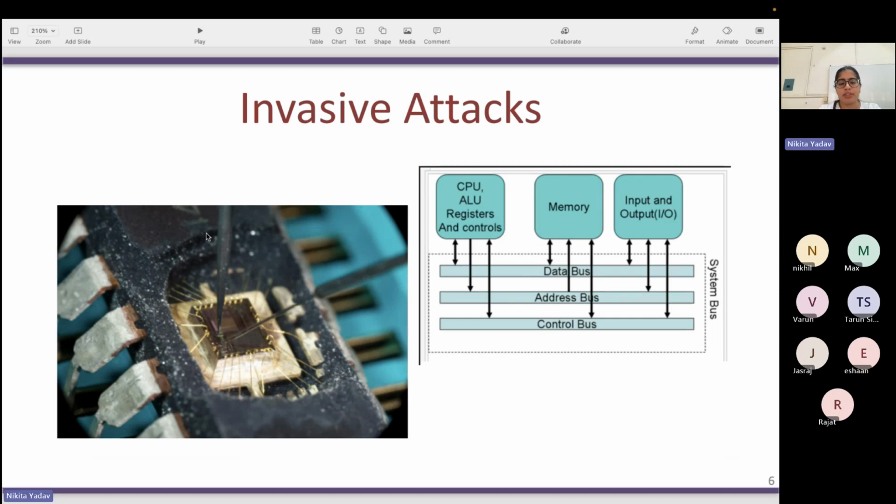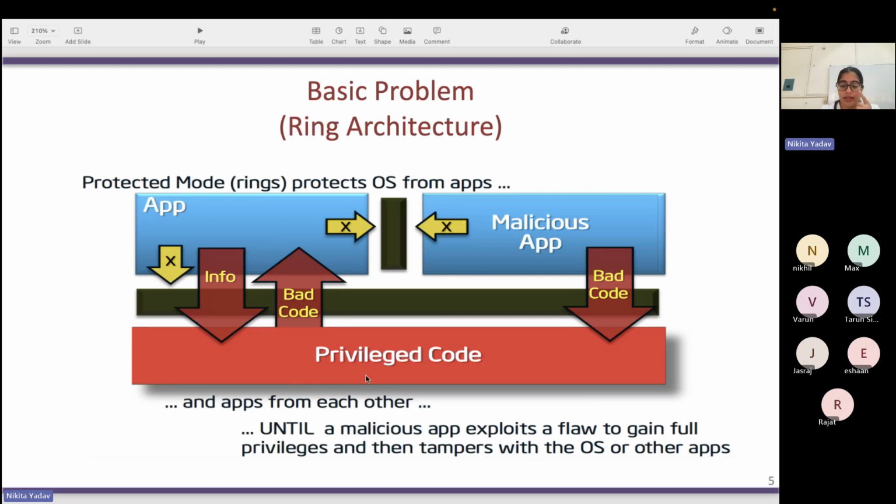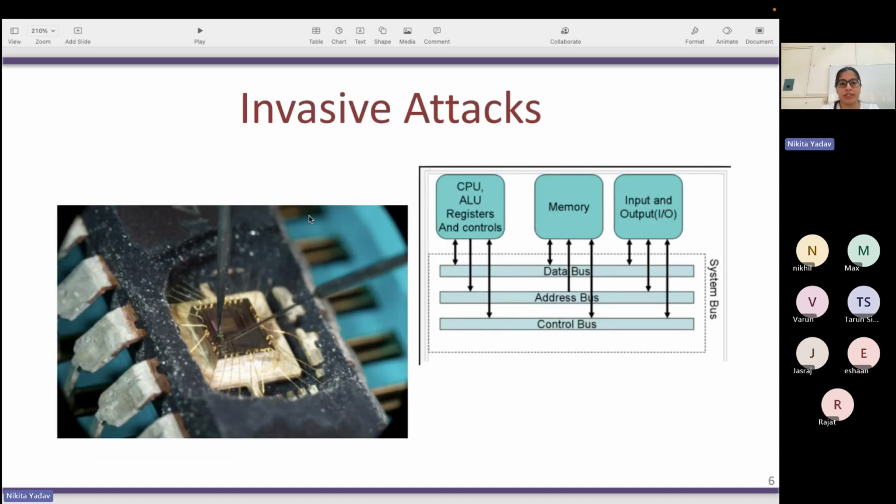And further, there can be invasive attacks also. So this was an attack on the OS. And of course, there can be other kinds of attacks such as the invasive attack, basically the physical attacks. So the different components in your computer, such as the CPU, memory, input, output units, communicate with each other over the system buses: data bus, address bus, control bus. So it's possible to do a physical attack.